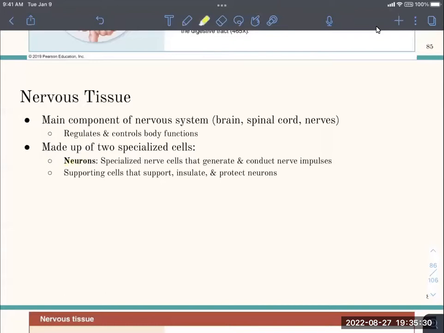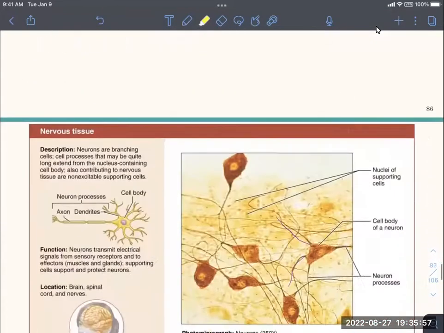Nervous tissue is made up of neurons. Neurons are what sends information to and from the brain. They're usually kind of branched because they talk to several neurons and pass the messages along to several different places. And then there's also supporting cells. We'll talk more about the supporting cells when we get to the nervous system. We're just looking at neurons.